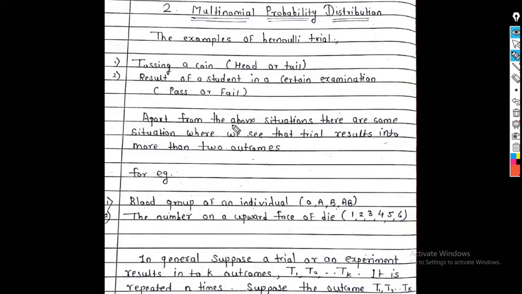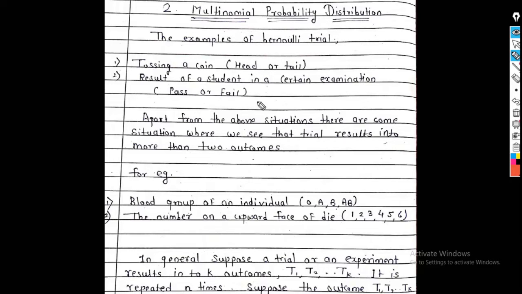Apart from the above situations, there are some situations where trials result in more than two outcomes. For example, the blood group of an individual, where the outcomes are O, A, B or AB. The number on the upward face of a die. The outcomes are 1, 2, 3, 4, 5 or 6. Again, the class obtained by a student in an examination. Either he gets first class, second class or distinction. So these are some examples of experiments where outcomes are more than 2.